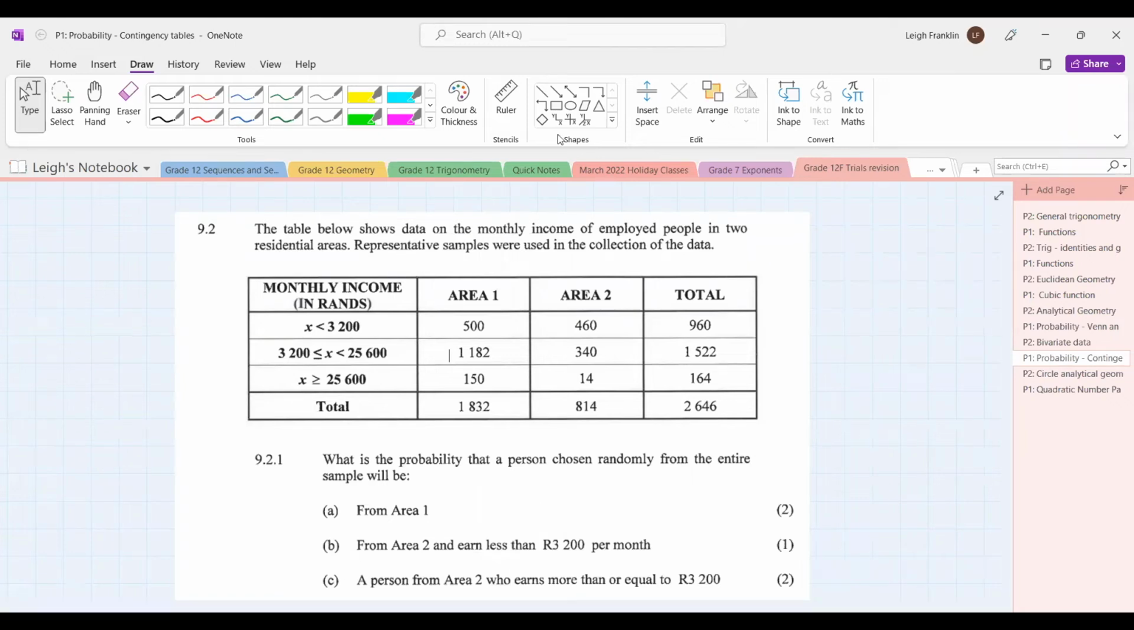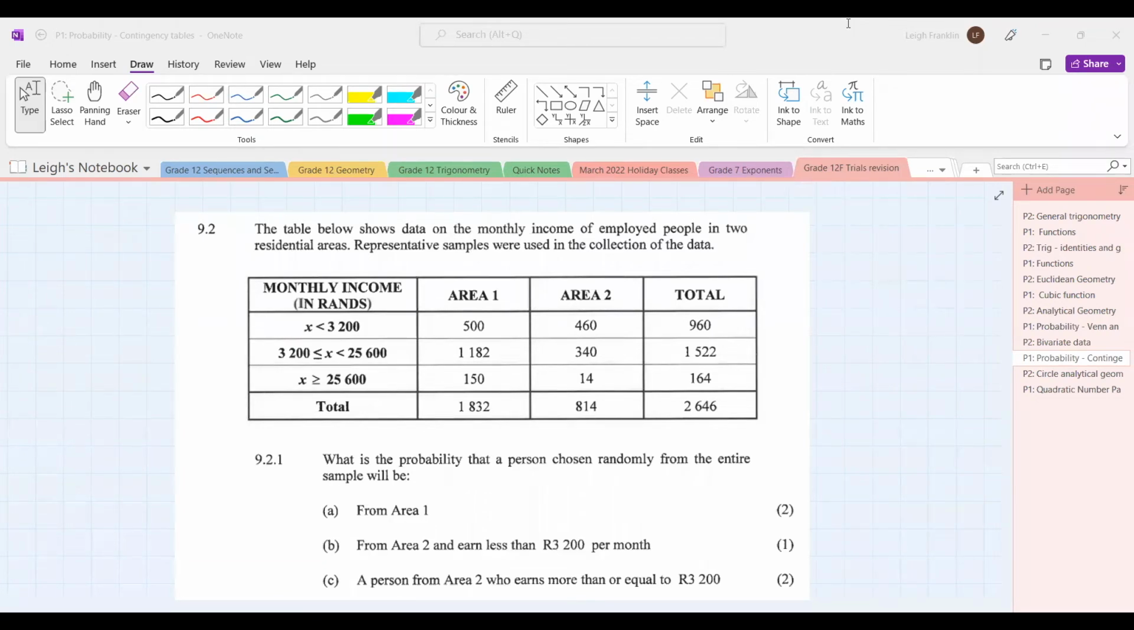How many people make up the entire sample? That's it. Okay, so 2,646 people in total. We just happen to have 3 rows this time instead of 2 rows, because they've divided the brackets of what people earn into 3 categories instead of just 2. So the total number in the sample is 2,646. That's the number that we're going to be dividing by.